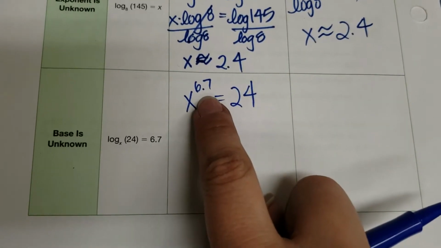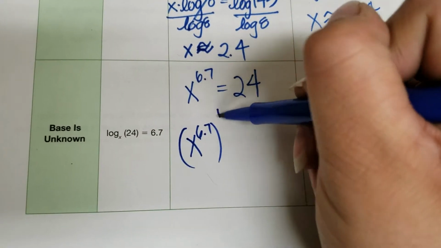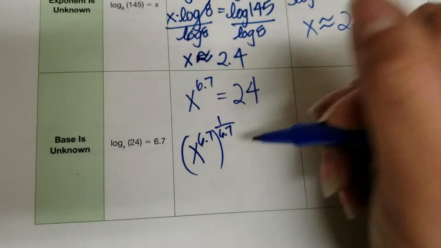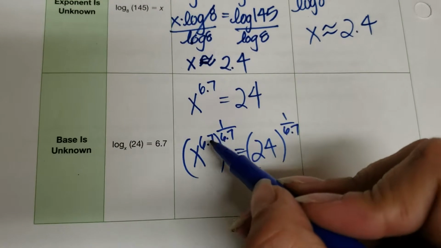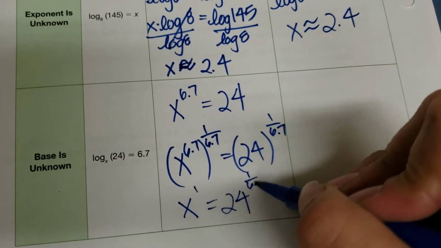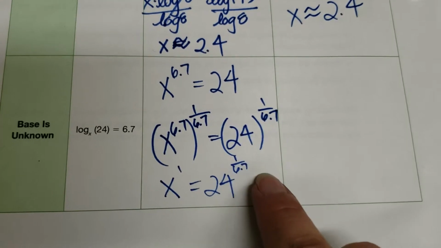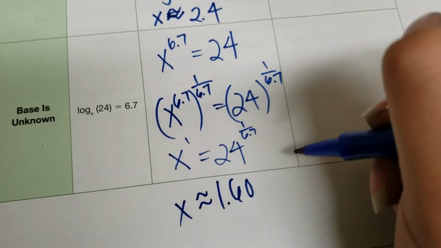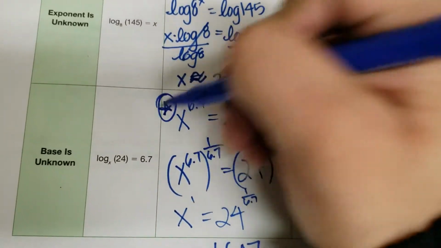Well, I know this means x to the 6.7 power. Well, if I just go ahead and take that and put it to the 1 over 6.7 power, it's like taking the 6.7 root, right? But I have to do that to both sides. Then here, this just cancels out to 1. x to the 1 equals 24 to the 1 over 6.7. And this is a calculator problem. Let's go straight into my calculator. 24 to the power of 1 divided by 6.7. And I should get x is approximately equal to 1.607. Okay. This, I'm going to tell you right now, is going to be the preferred method.